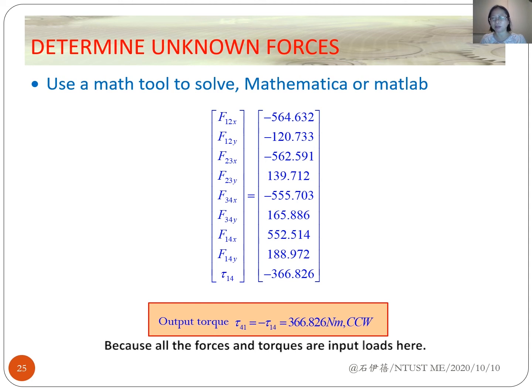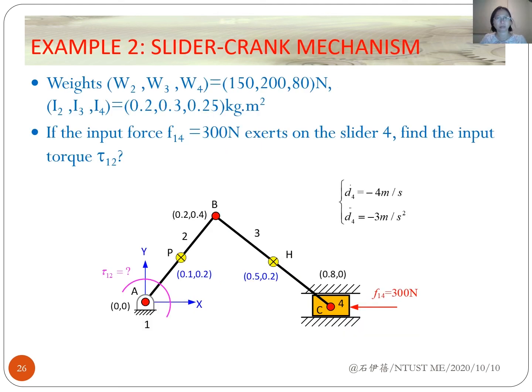Because all the forces and torques are input here, we need to flip the direction of input torque tau 14 to get the output torque tau 41. It is 366.8 Nm in the counterclockwise direction.